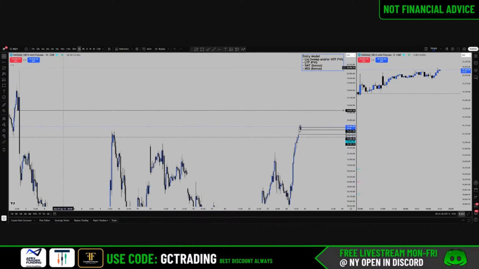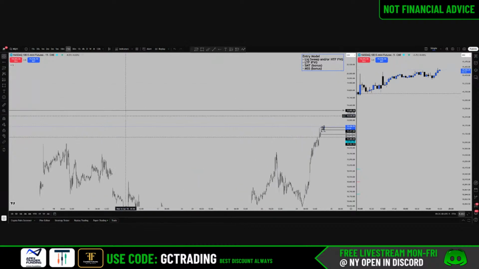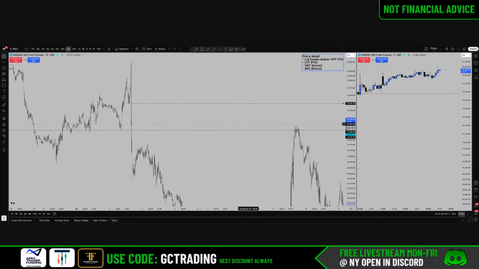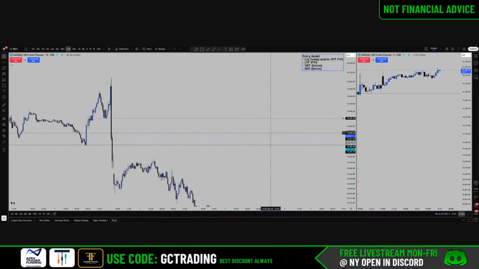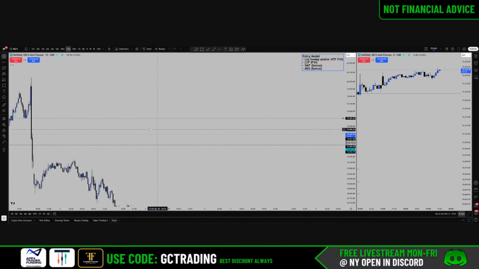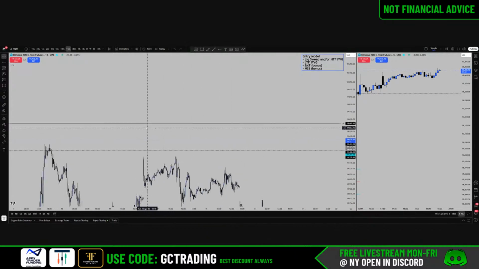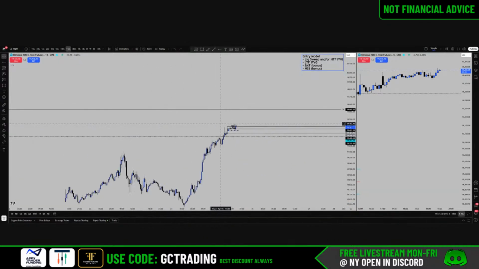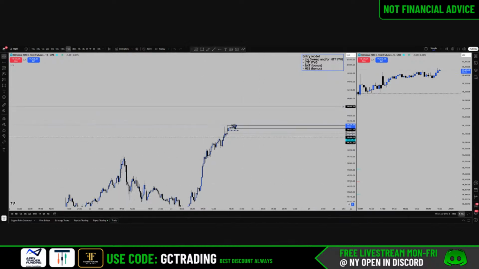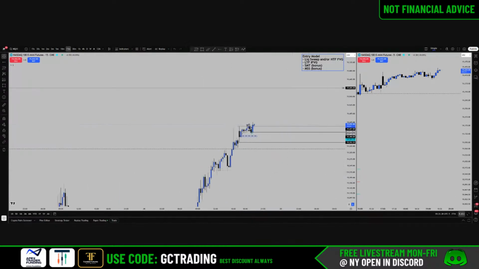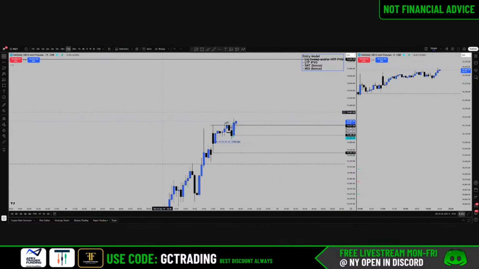Going up to here, let's check a 15. See if we can see something a little bit better on a 15. Yeah, no. Pretty much just that block, the order block up there, which is 178 points away. That's quite a ways, especially for Asia session.